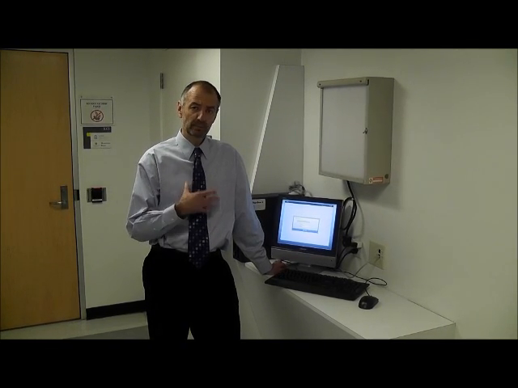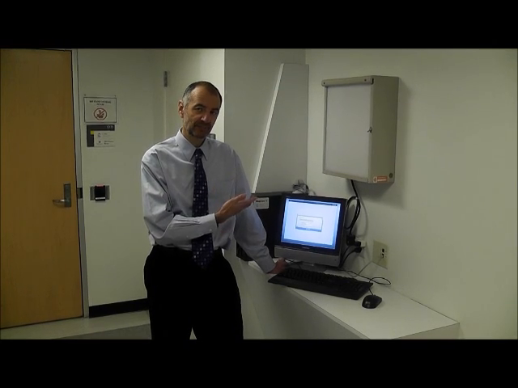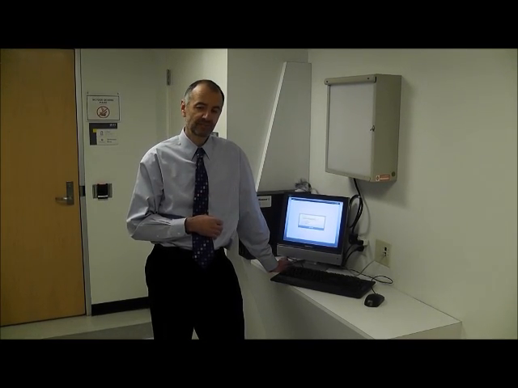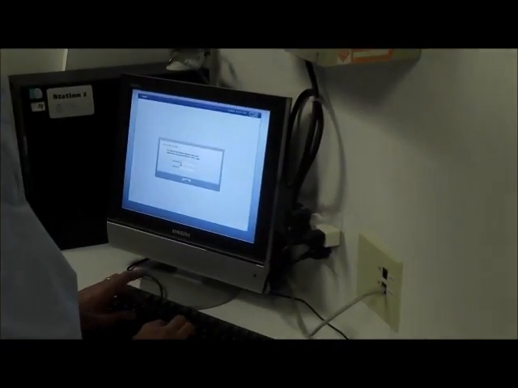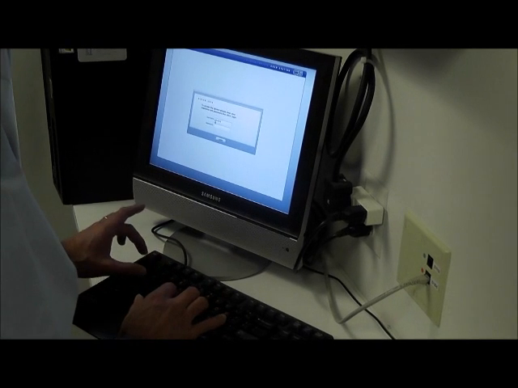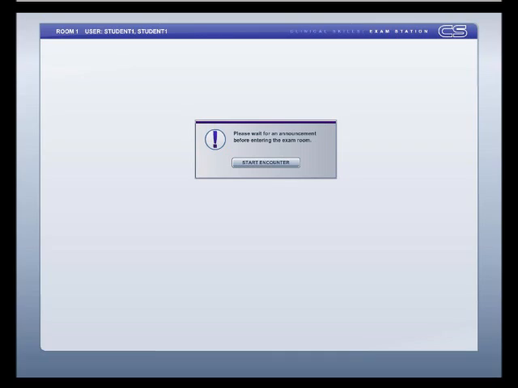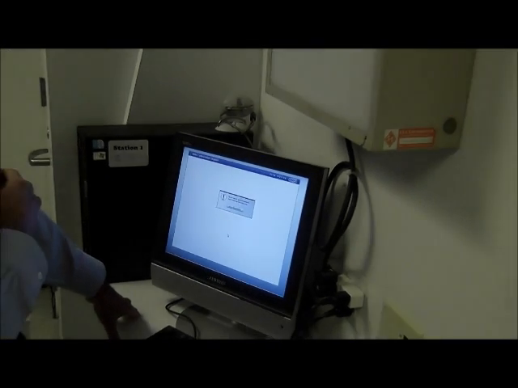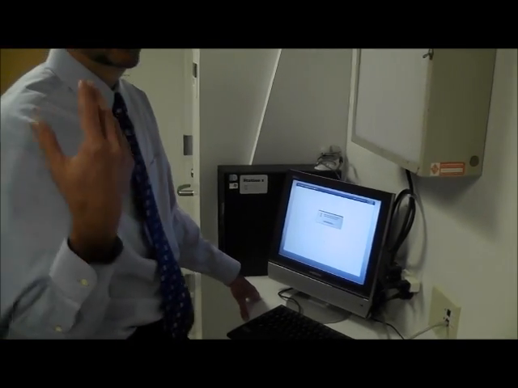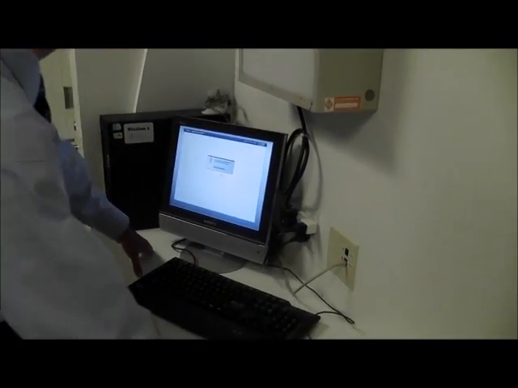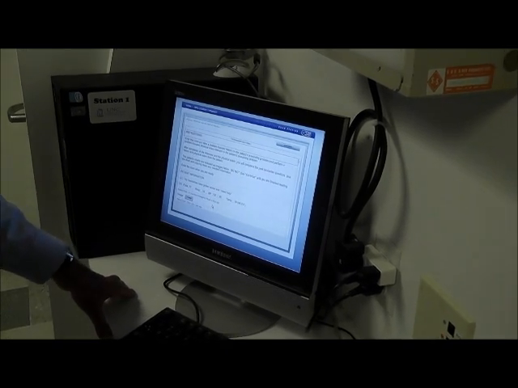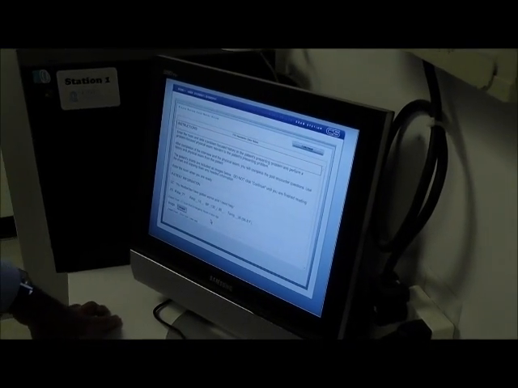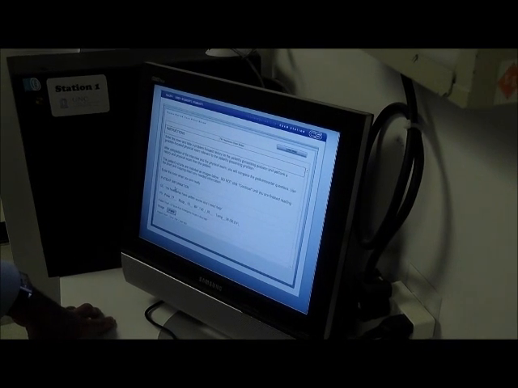For this scenario, I'm going to be the student logging into the station after having received the orientation. So come watch me. I will log in with the assigned login that I've been given. And then overhead you'll hear the exam is starting now, and I start the encounter. What I see here is the instructions that I need to read carefully.